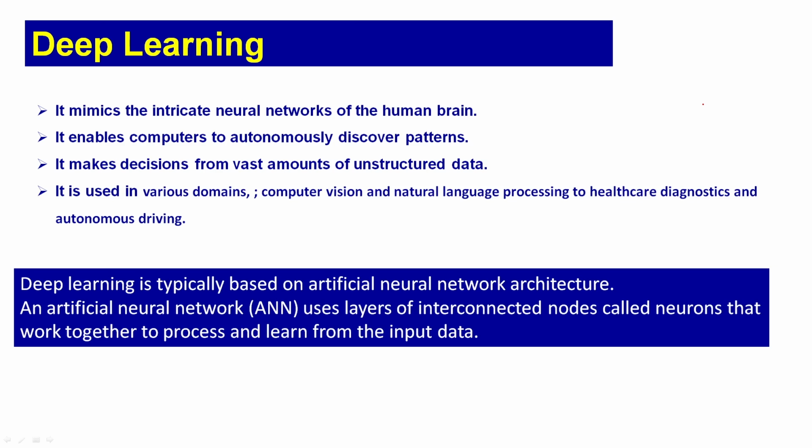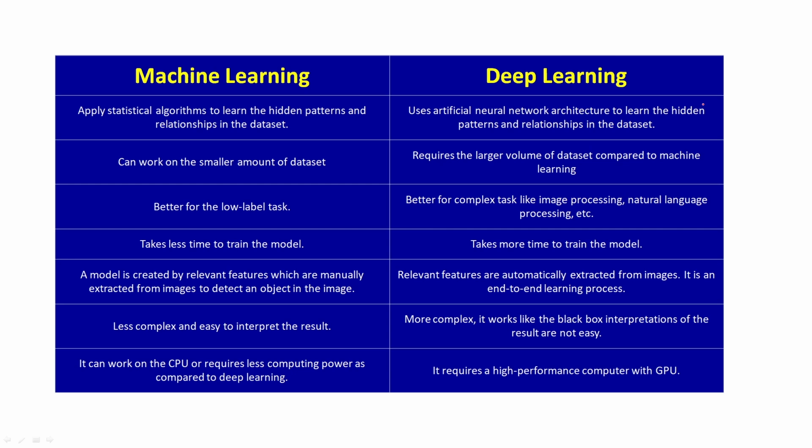In deep learning you can have hundreds or thousands of hidden layers. That is what happens in our human brain; integrated neural network connections can do that. So, in a nutshell, what is the difference between machine learning and deep learning? Machine learning applies statistical algorithms to learn hidden patterns and relationships in data sets, but deep learning uses artificial neural network architecture to learn these hidden patterns and relationships.